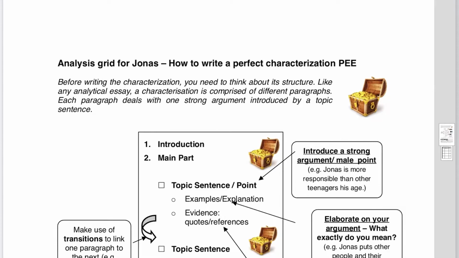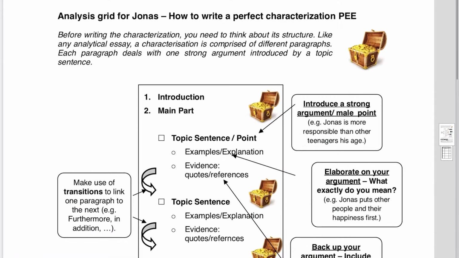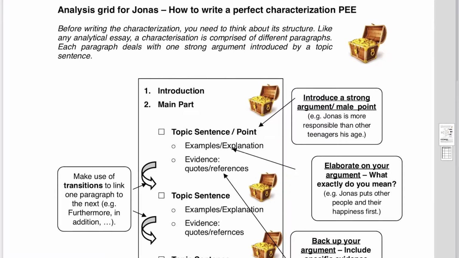For that, we will have a look at this sheet. You will also find this sheet on the Moodle site, and you can download it there and have a look at it, or you can just have a look at it in this video. So it's called an analysis grid for Jonas, how to write a perfect characterization. And then it says PEE.